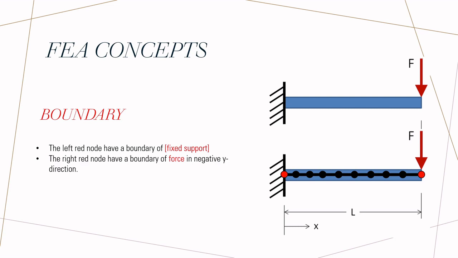To understand boundary conditions better, you can see this rod. First, we divided it into segments or nodes. The node on the left, the red point, has a boundary called fixed support, with no force or moving displacement on it. The node on the right, in red, has a force pointing in the negative y direction. For now, these concepts can let you solve any problem by defining it in simulation.